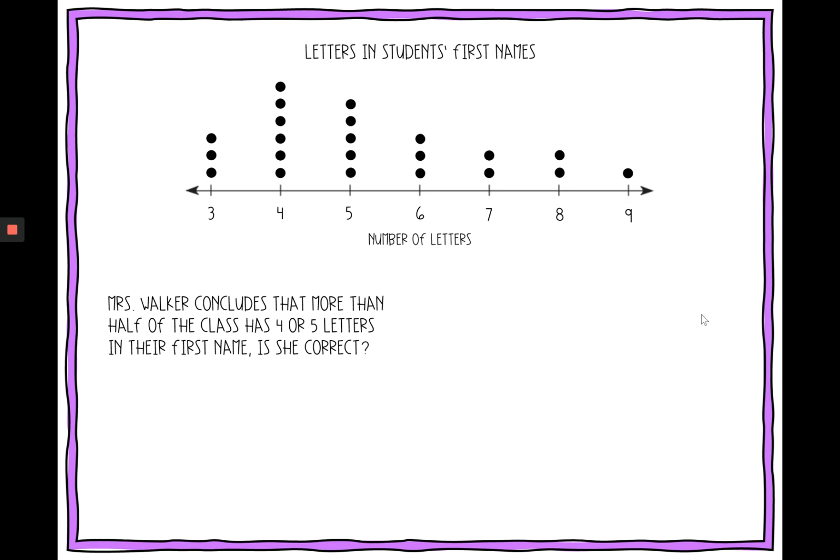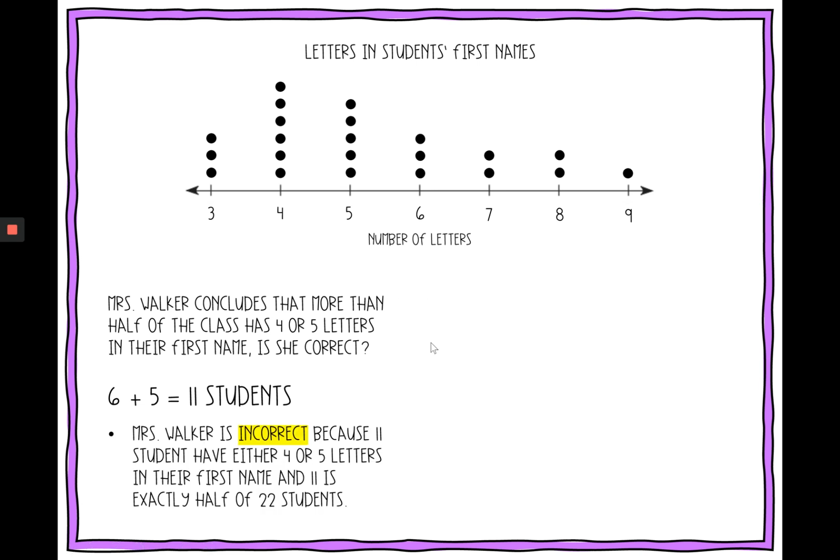All right, so Mrs. Walker concludes that more than half of the class has 4 or 5 letters in their first name. Is she correct? Well, I see 6 dots above 4 and 5 dots above 5, so that gives us a total of 11 students. Now, we said there were 22 students in the whole class, and if we count, that would mean there are 22 dots. 11 is exactly half of 22, so we're going to say Mrs. Walker is actually incorrect because she said that more than half of the class has 4 or 5 letters in their first name, and it really is exactly half.